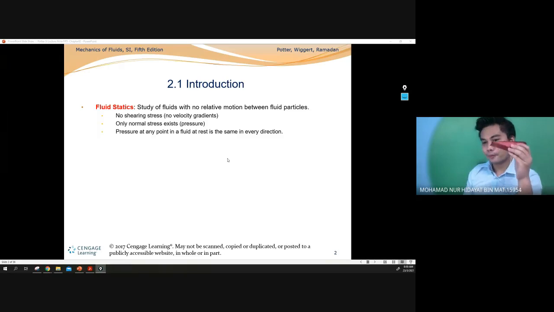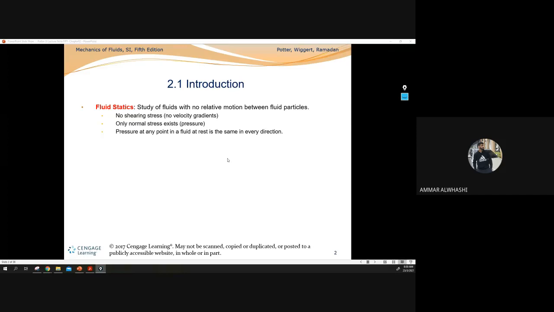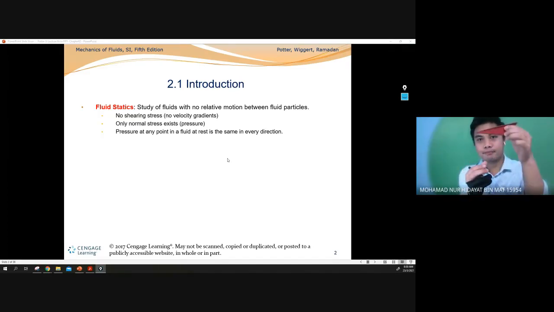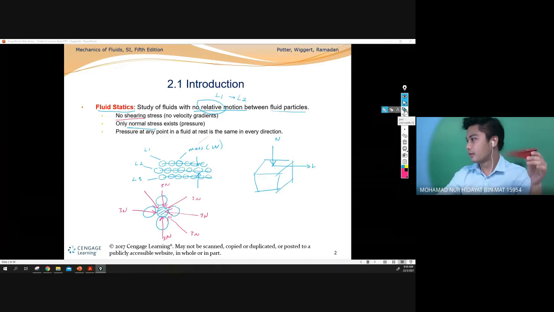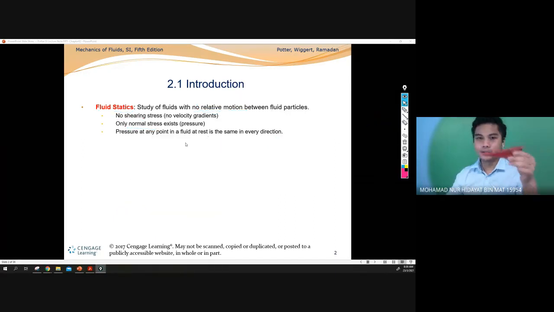I will try to derive it step by step so that you understand. Consider this as a wedge. In order to understand the fluid static property in the fluid domain, we're going to derive using the wedge element. This is what we call an element. This is the wedge, in the shape of a wedge.